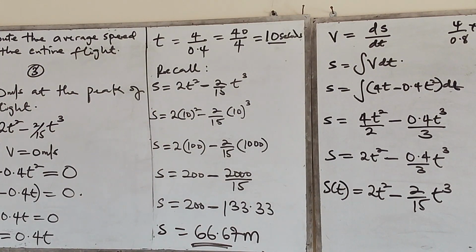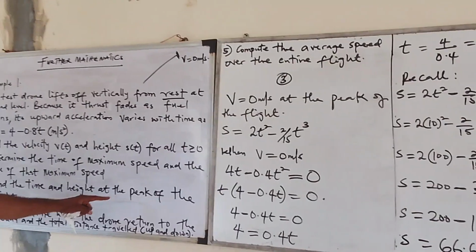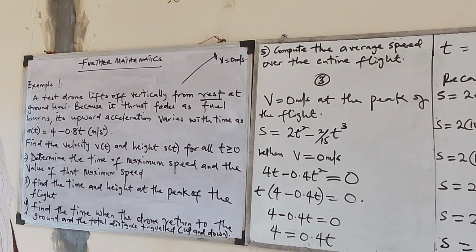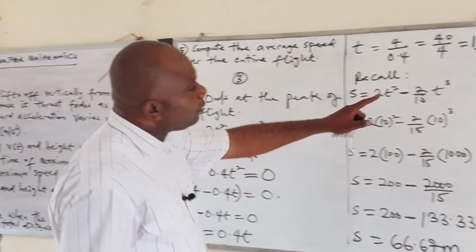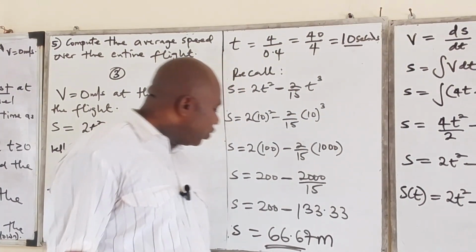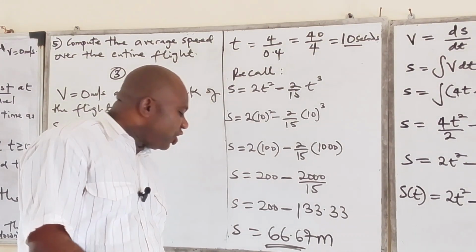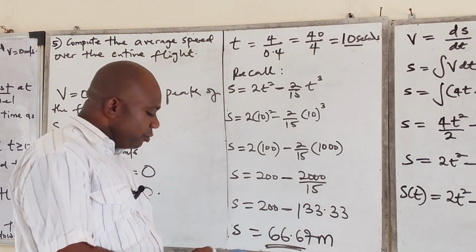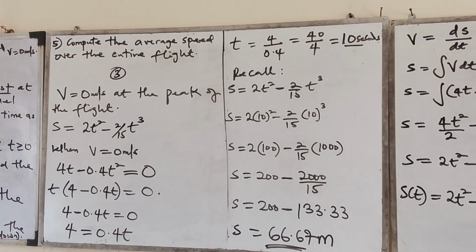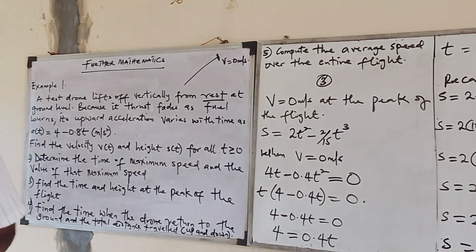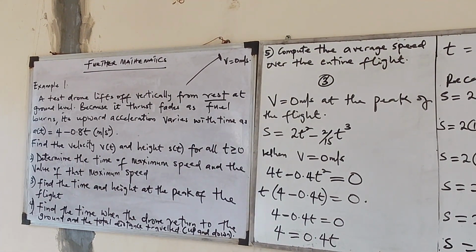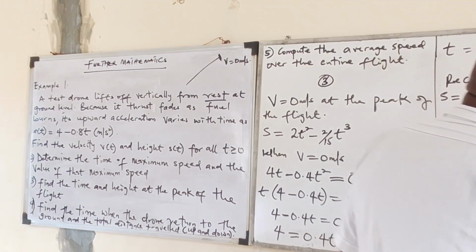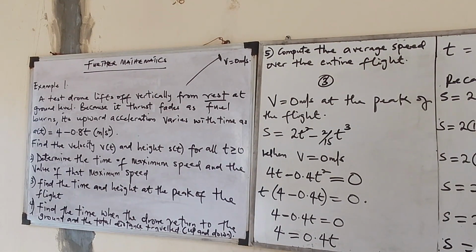So the question is to find the time and height at the peak of the flight. The time is 10 seconds, and the height is 66.67 meters. Okay, now let's move straight to the next question. Find the time when the drone returns to the ground.